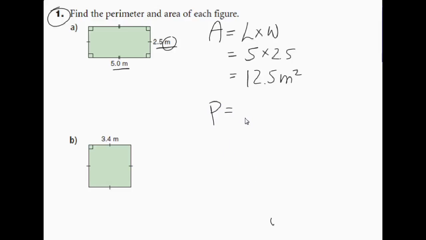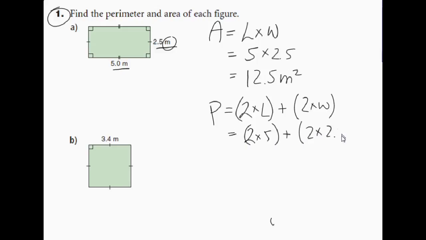Perimeter is going to be all the side lengths. We can do it 2 times the length, because we have 2 lengths, plus 2 times our width, because we have 2 widths. Our length is 5, so 2 times 5, plus 2 times 2.5. That's going to be 10 plus 5, or 15. And in this case, since it's a distance around, like a fence, it's in meters, not in meters squared. So that's perimeter and area of a figure.